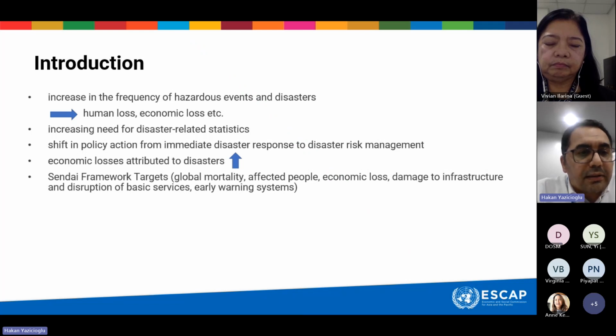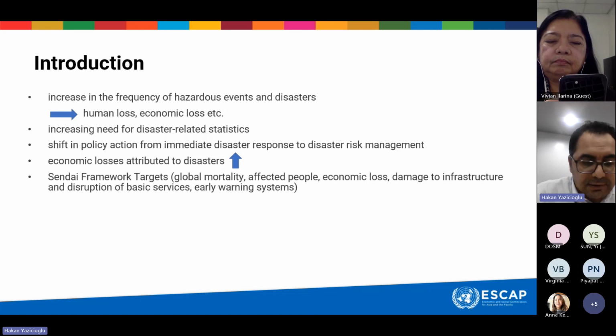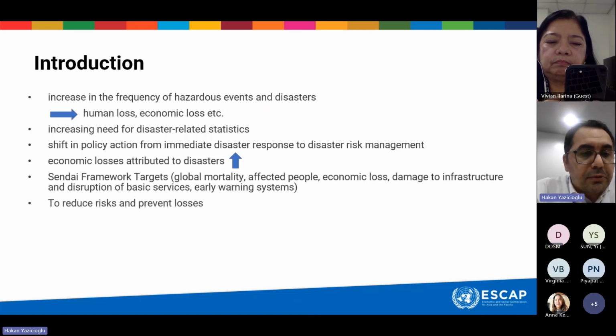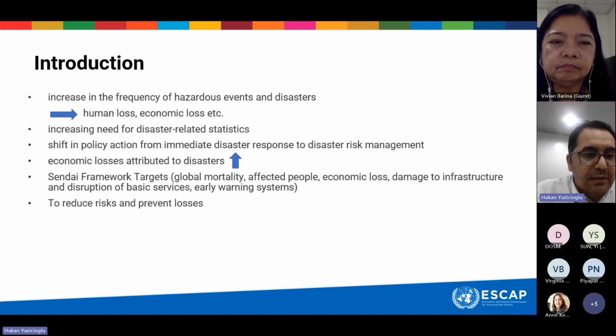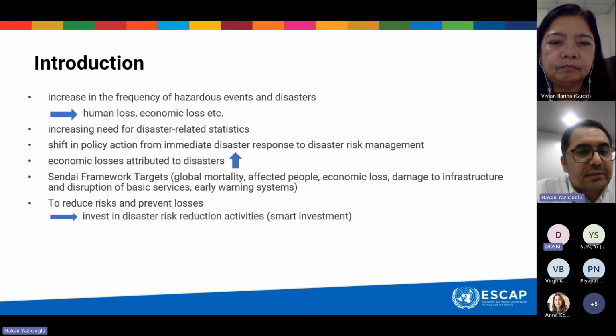The Sendai Framework targets call us to action: to reduce global mortality, reduce the number of affected people, reduce the economic loss, reduce the damage to infrastructure and disruption of basic services, and increase the availability of and access to multi-hazard early warning systems. So we need to reduce these risks and prevent losses. To achieve this, what should we do?